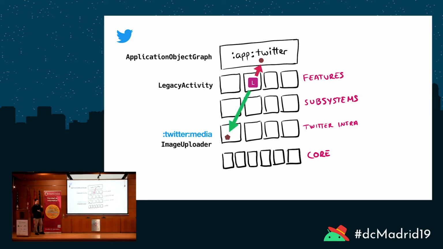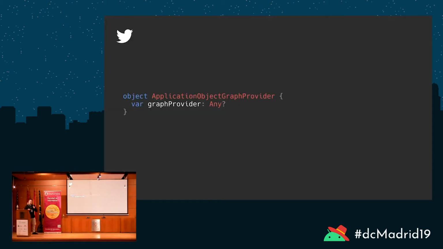So we have a problem: we can see the image uploader, but we cannot see the application object graph that we talked about, right? We moved it up for a reason, but we don't see it because we're down there. What if, instead of referencing the actual binding, we reference the subgraph? Let's see how we can do that. What if we have a silly wrapper for graphs?